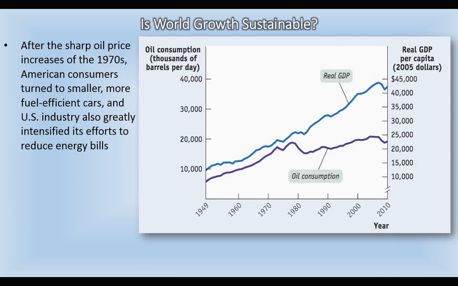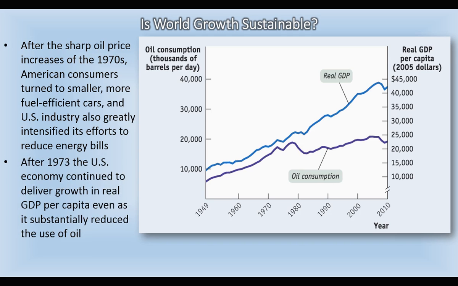After the sharp oil price increases of the 1970s, American consumers turned to smaller, more fuel-efficient cars, and U.S. industry also greatly intensified its efforts to reduce energy bills. So we see oil consumption slightly started to level off during the last 30 years. After 1973, the U.S. economy continued to deliver growth in real GDP per capita, even as it substantially reduced the use of oil.